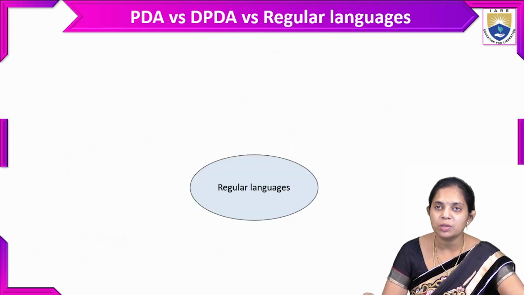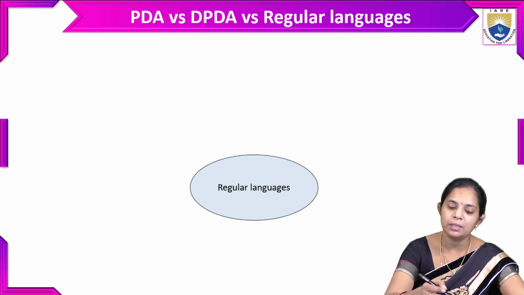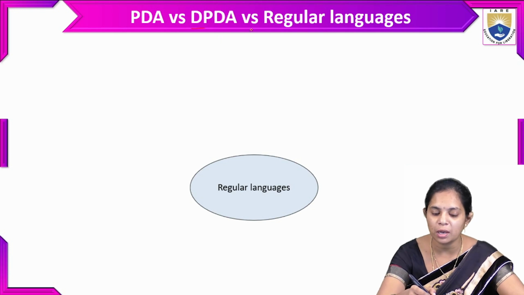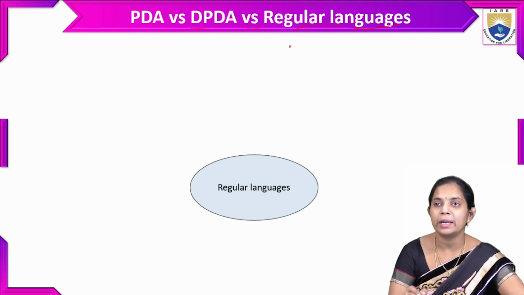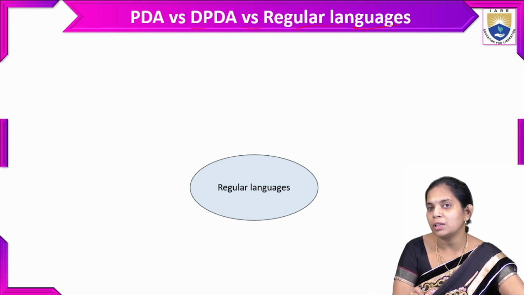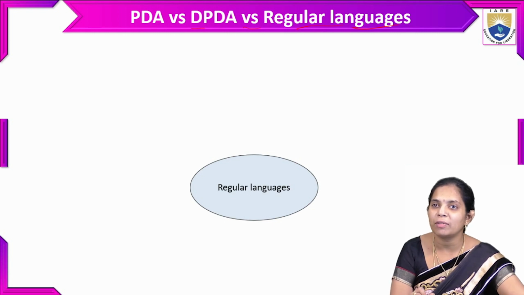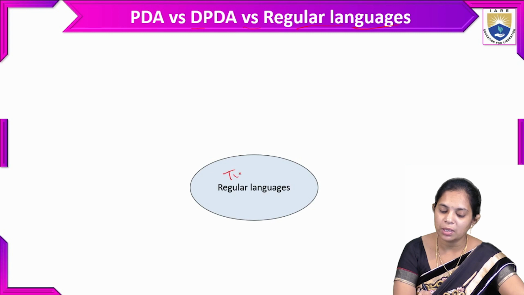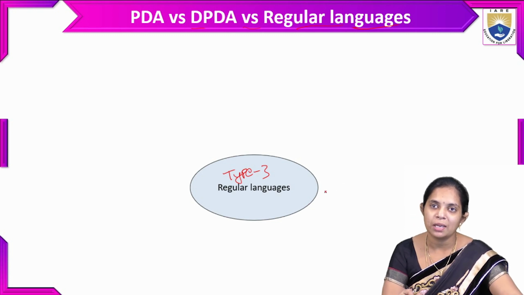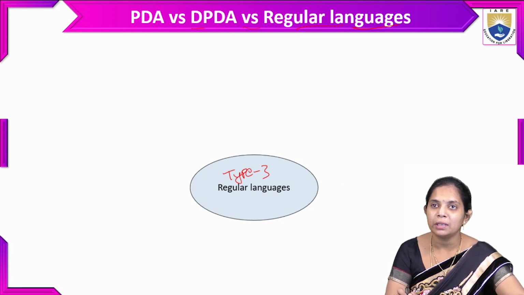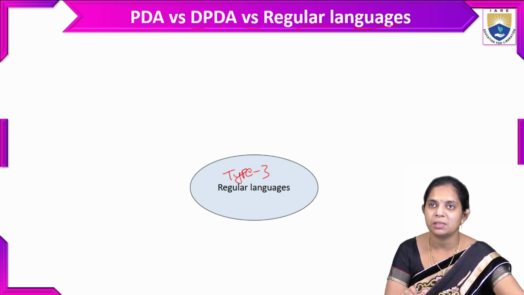And here, if you observe, PDA is nothing but pushdown automata, DPDA is nothing but deterministic pushdown automata, and regular languages. What are the regular languages? Regular languages are nothing but finite automata. For finite automata construction, we are using the regular languages. So this is also a type 3 language. We already discussed the types of languages in the Chomsky hierarchy, and how we can arrange the subsets here.